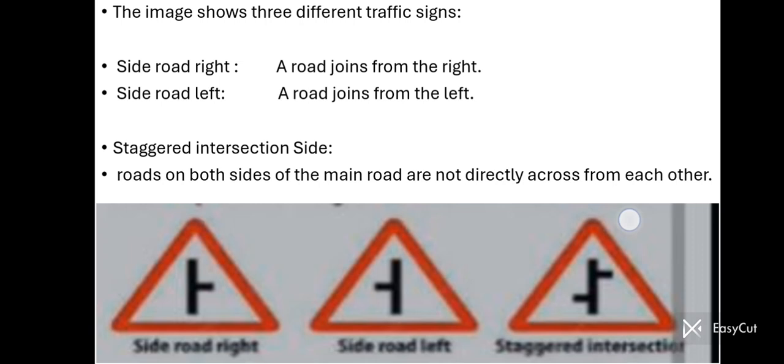The image shows us three traffic signs. First, this is a side road left. The road joins from the right. And next one is a side road left, meaning the road joins from the left. And the last one is a staggered intersection. Side roads on both sides of the main road are not directly across from each other.